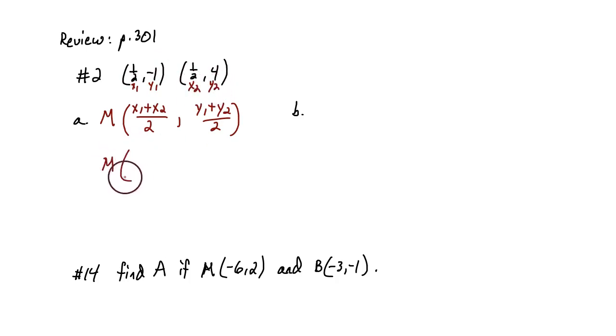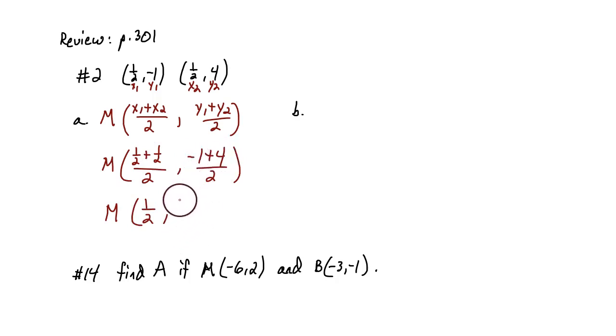So our answer for the midpoint will be 1/2 plus 1/2, all divided by 2, and then -1 plus 4, all divided by 2. Let's see what this answer makes. 1/2 plus 1/2 makes 1, and 1 over 2 makes 1/2. -1 plus 4 makes 3, and 3 over 2 makes 3/2. Or you could do a mixed number, 1.5.